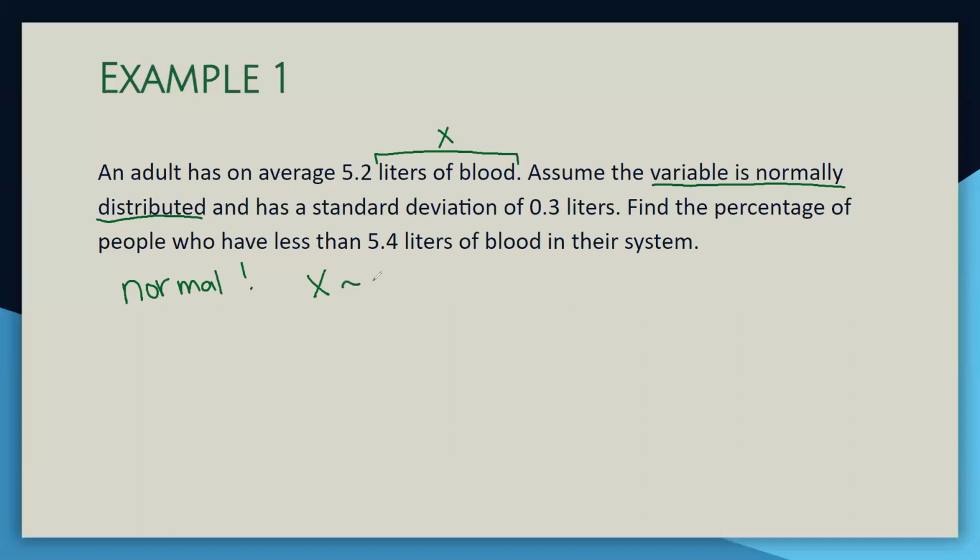So X is normally distributed. We're told the average is 5.2. The standard deviation is 0.3. So this is straight normal CDF with these values. We don't have to use the central limit theorem.